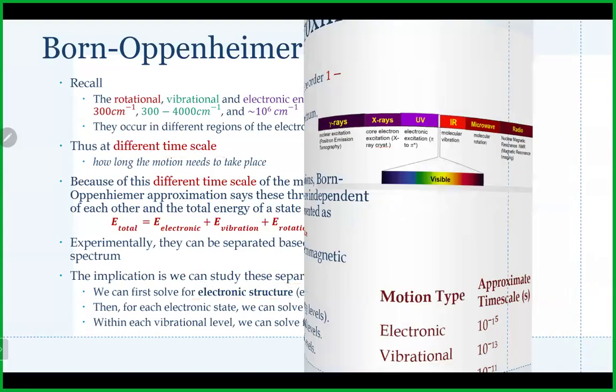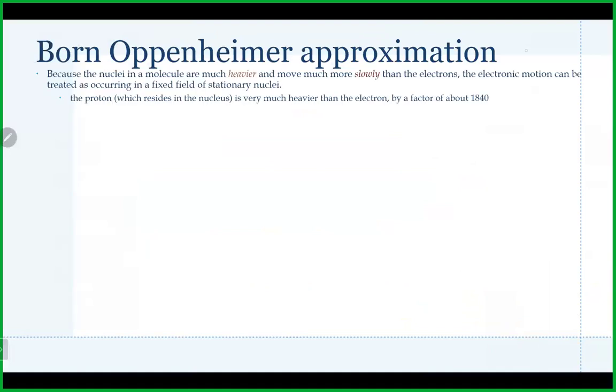What is the Born-Oppenheimer approximation in itself? The Born-Oppenheimer approximation came from solving the motion of the electrons, the structure, or how electrons are arranged around a nucleus. Much later, it was found out that the electrons are much, much lighter than the protons.